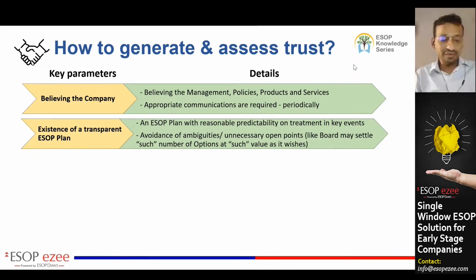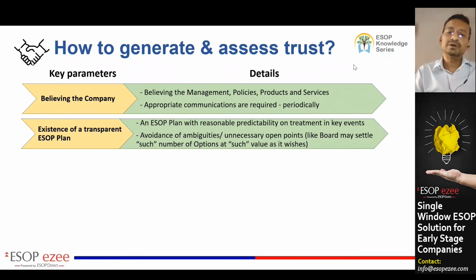So while drafting the plan, while deliberating on the scheme structure, reasonable steps should be taken to build in provisions so that employees have reasonable predictability about their options. What will happen in case of, say, IPO? What will happen in case of, say, change in control? What will happen in case there is no IPO for a long time and the company comes up with a buyback?